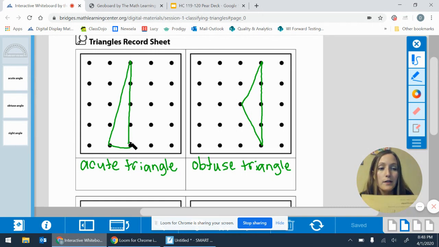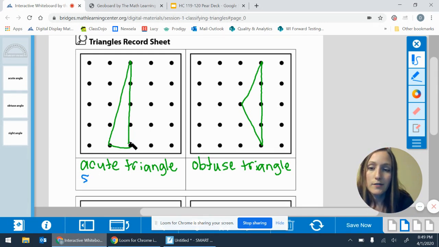Look back at our paper. What does it mean to have 3, or which triangle has 3 different side lengths? That would be our scalene triangle. So we're going to write scalene right underneath here. You guys can write it as well underneath your first triangle.